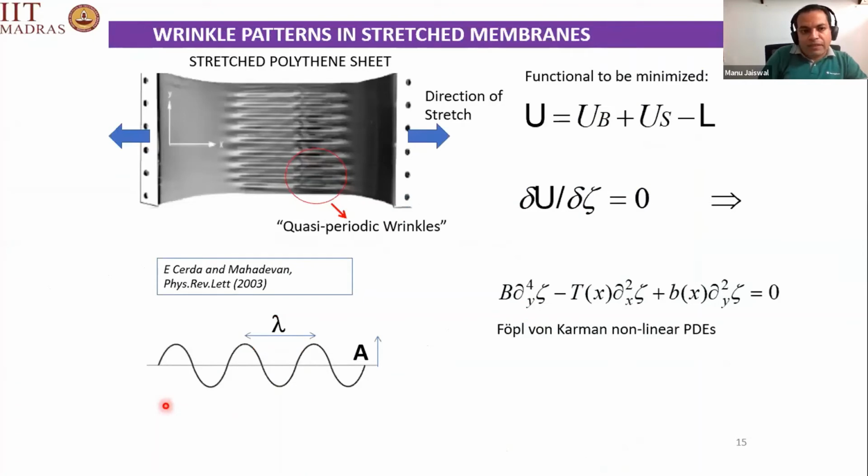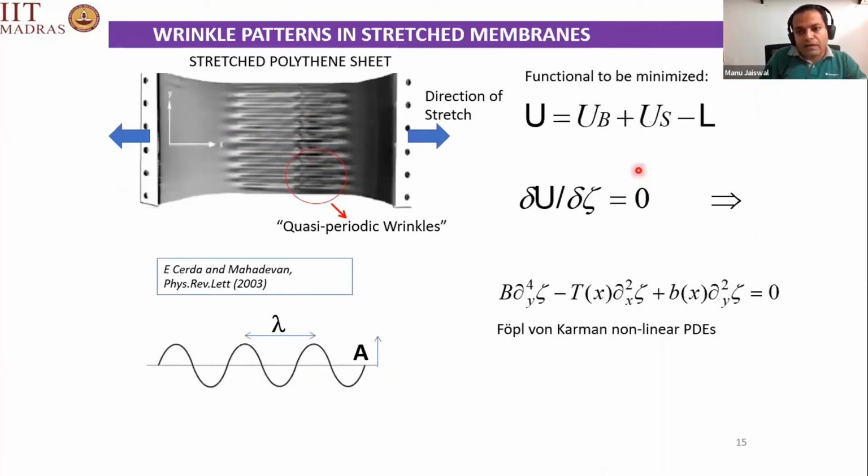This is one way, but there are many other ways in which mechanical instabilities can be brought in. The previous one is known as the snap-through instability. Here, if you take a sheet of polythene or any other thin film, you can stretch it in one direction, and that creates a quasi-periodic wrinkle array. And these are very difficult to solve in theory. They involve very difficult nonlinear partial differential equations.